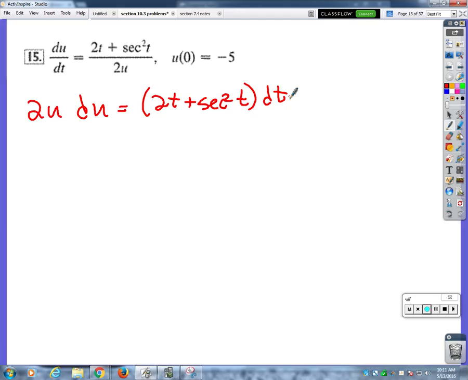Okay, so integrate both sides. So the antiderivative of 2u is u squared. No, the other side has a t squared, right? And then the antiderivative of secant squared is tangent. So this is not that hard.